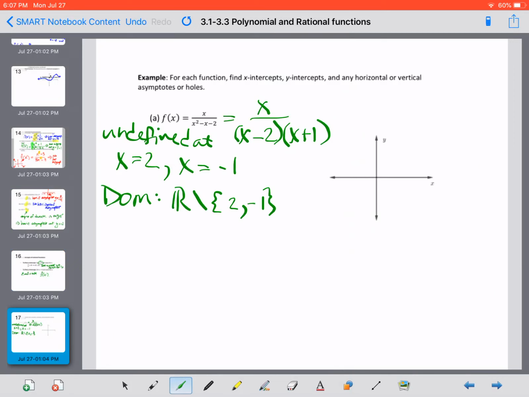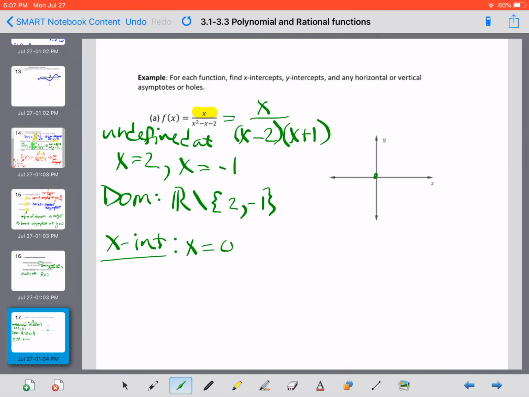Okay, so let's first try to find the x-intercepts and the y-intercept. We had said on the last page that to find the x-intercept, we're going to set the numerator equal to 0. Actually, couldn't be simpler, right? Our numerator is just plain x. I don't even have to solve for x. By setting the numerator equal to 0, I'm already done. So I have an x-intercept at x equals 0.